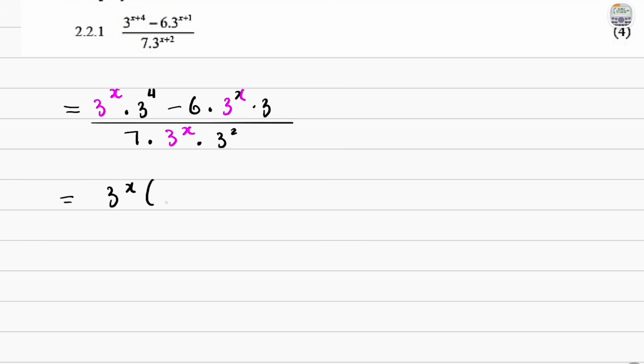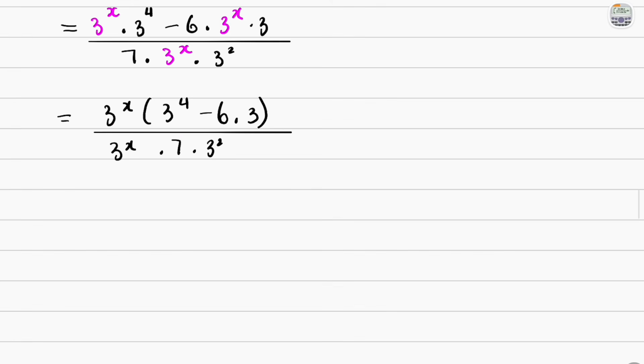3 to the power of x comes out, and we are left with, in the first term, 3 to the power of 4. In the second term, we are just left with negative 6 multiplied by 3. That's what's left. And over, we still have 3 to the power of x, and then what is left is just 7 times 3 times 2. So that one, we're not really taking out a common factor. I'm just rewriting it differently.